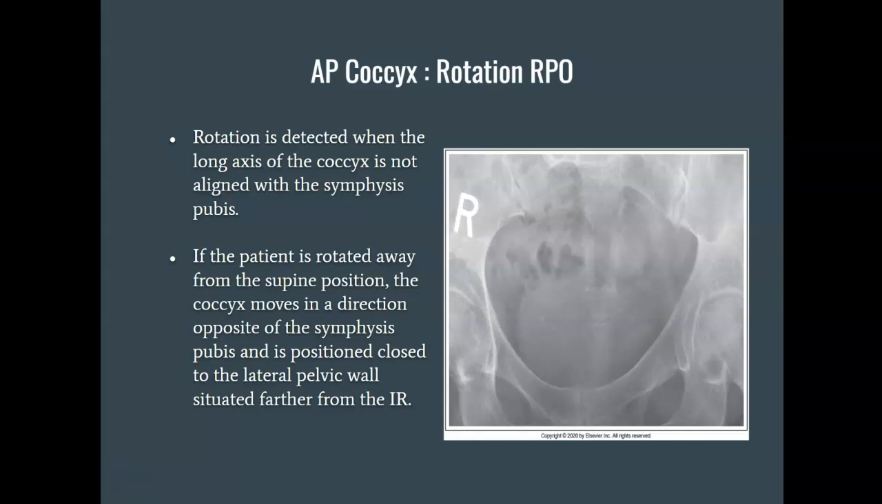When talking about rotation and determination for coccyx, the same guidelines for the sacrum apply to the coccyx. Again, your pelvic brim and pubic symphysis rotates to the side closest to the IR, and the anatomy, which is the coccyx, will rotate towards the side furthest away. So in this projection, you can see that the coccyx is closer to the left side rather than the right here. And this tells me that the right side is down and the left side is up, and that the patient is in an RPO projection.